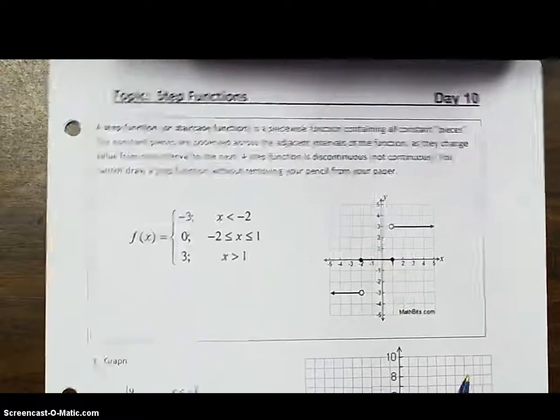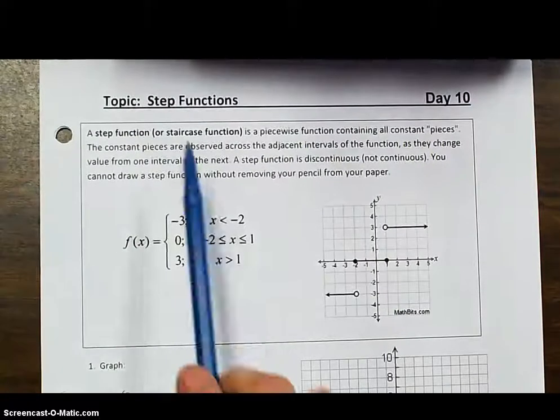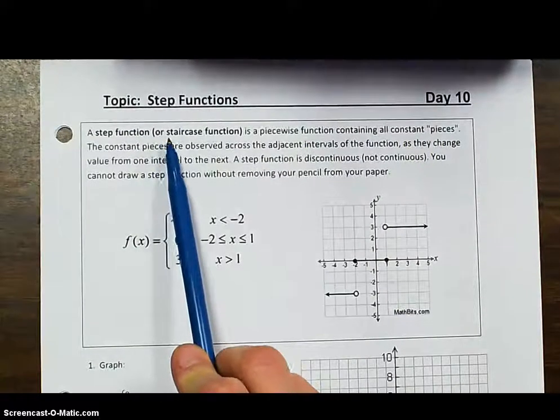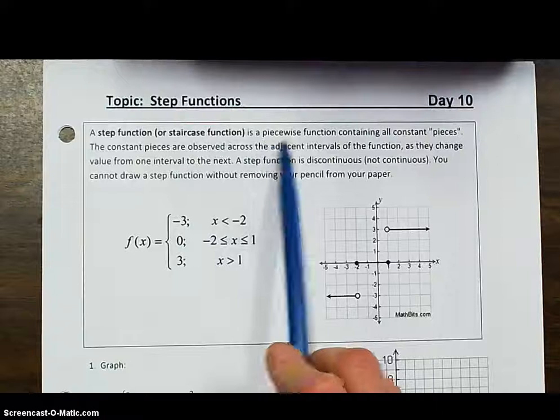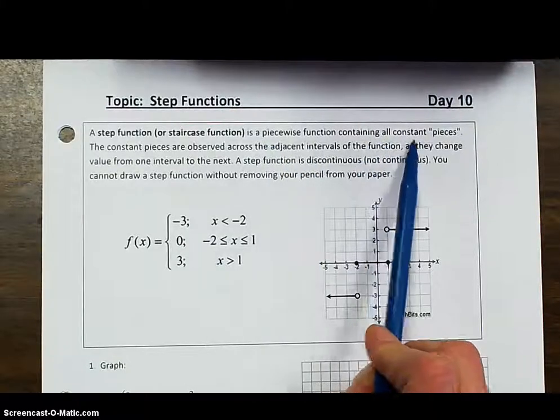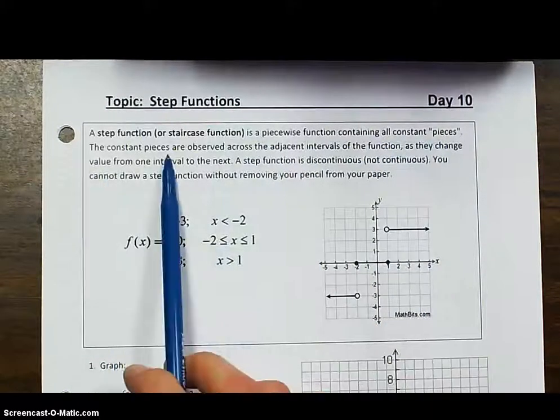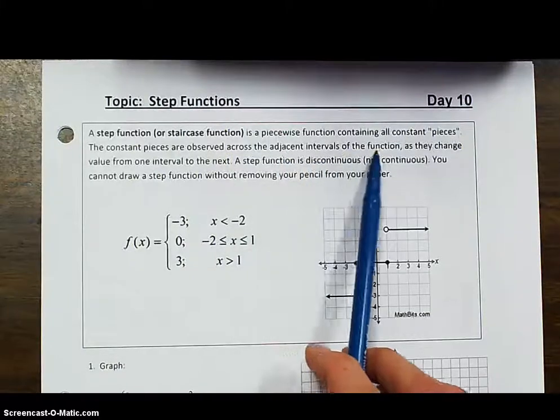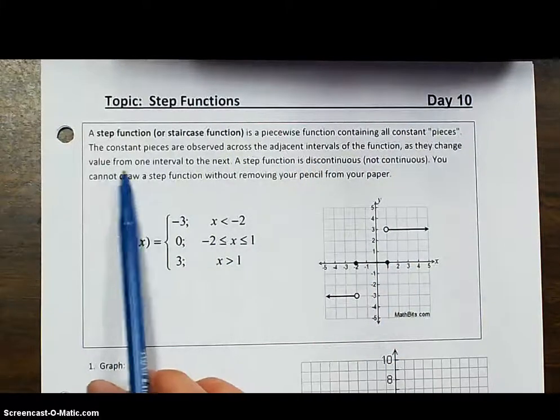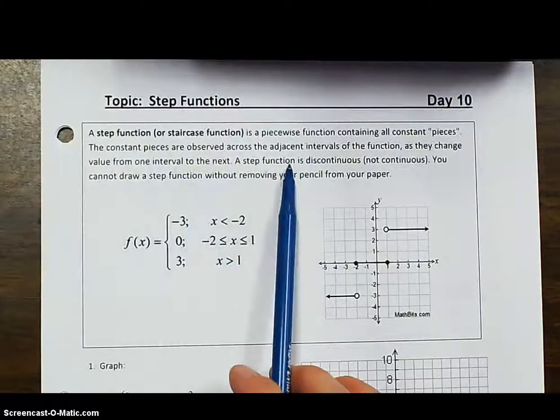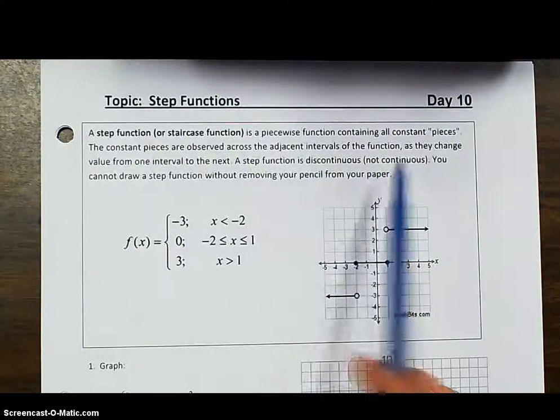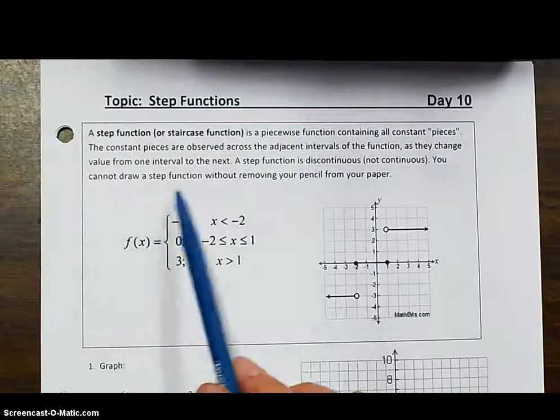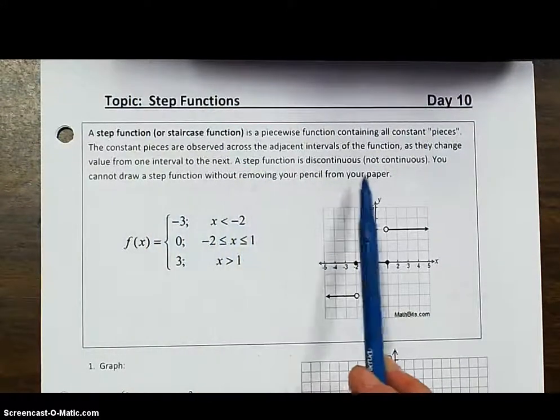All right, so let's take a look at the definition here. A step function, or sometimes referred to as a staircase function, is a piecewise function containing all constant pieces. The constant pieces are observed across the adjacent intervals of the function as they change value from one interval to the next. A step function is discontinuous, it's not continuous. You cannot draw a step function without removing your pencil from the paper.